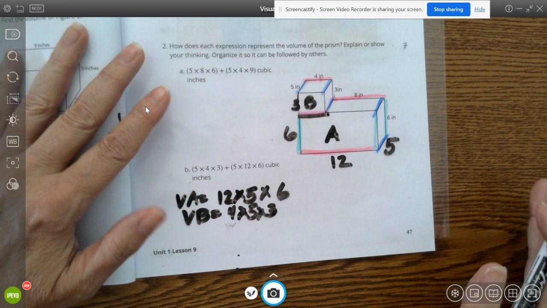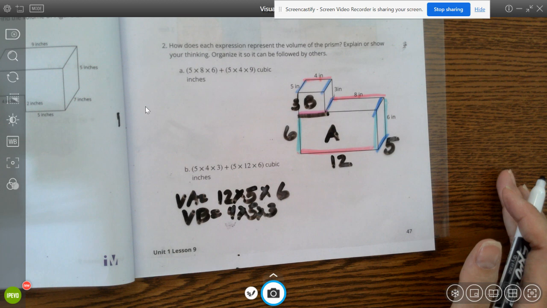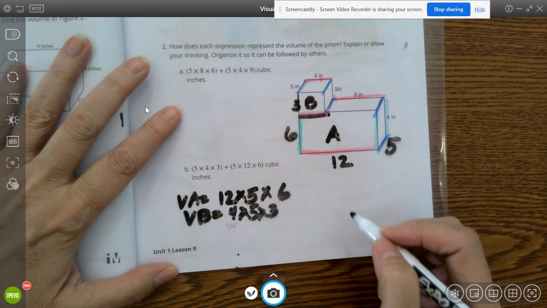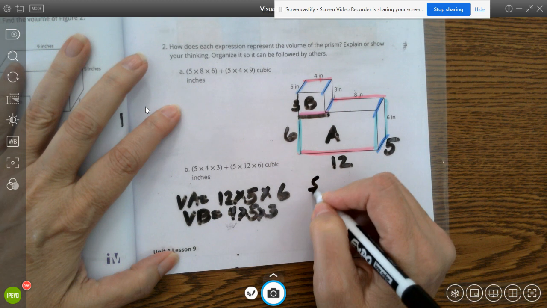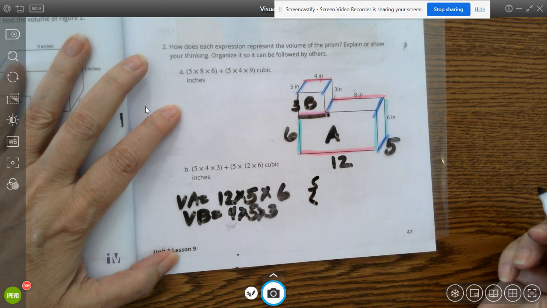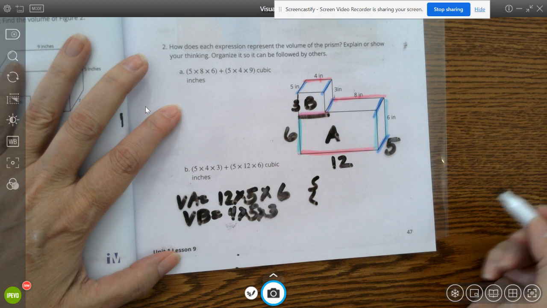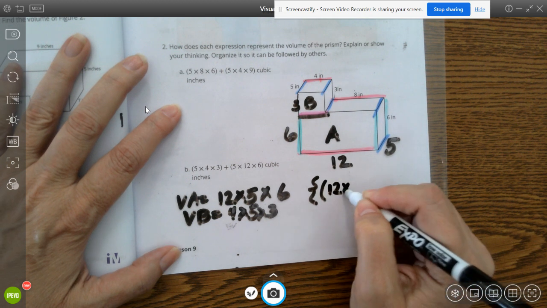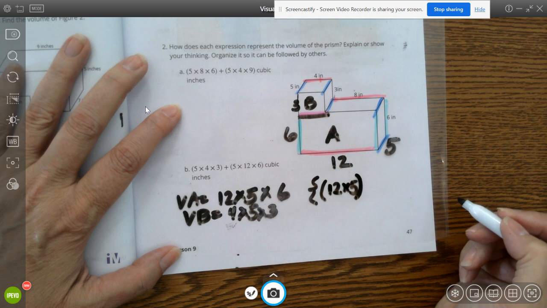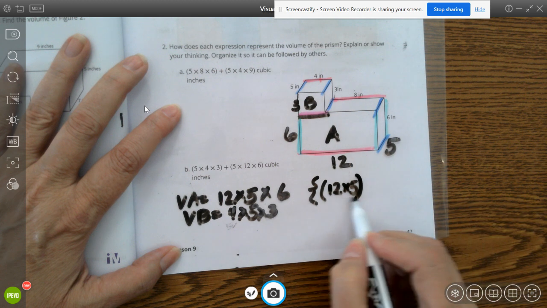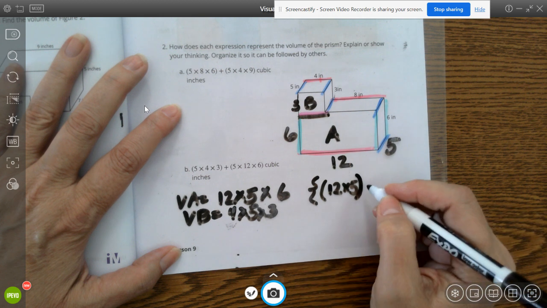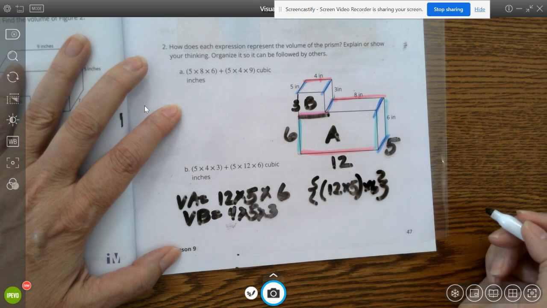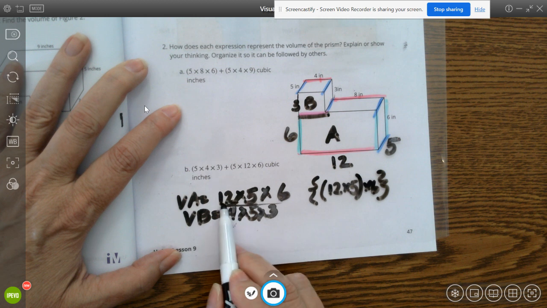But they want you to write the expression. Okay, so literally do this with me, please. Put a bracket. It looks like a funky parenthesis. And we're going to put a parenthesis with 12 times 5 with the end of the parenthesis, because that's the base. And then times 6, and then the funky bracket. That's literally just writing this part over again.